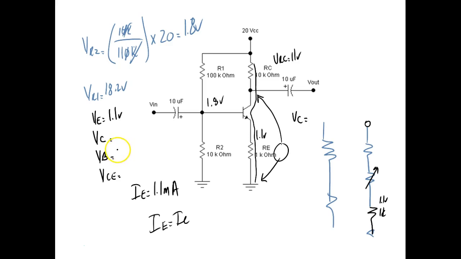Of course, we already calculated. We know VB is going to measure 1.8 volts. We know the emitter, VE, is going to measure 1.1 volts. So what's VC going to measure?